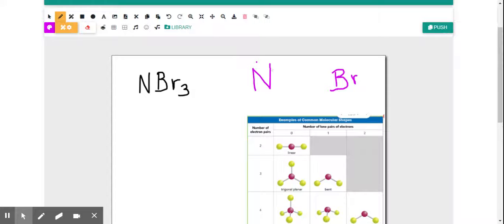All right, nitrogen is in group 15. Everything in group 15 has 5 valence electrons. Bromine is another halogen. It's in group 17. It has 7 valence electrons. 1, 2, 3, 4, 5, 6, 7.